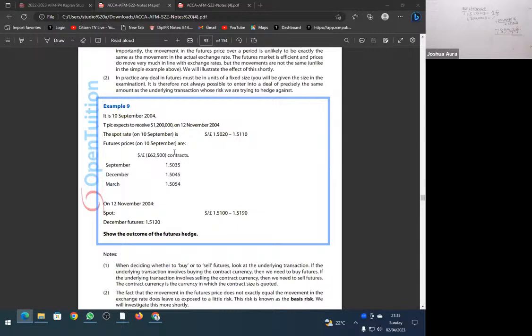Walitupatia contract size. So kupatia contract size, then it means you must calculate number of contracts. They gave us contract size. But now there is something that you need to appreciate here, ladies and gentlemen. You see here, when do we expect to receive this money? It's on 12th November. So we are going to buy December futures.